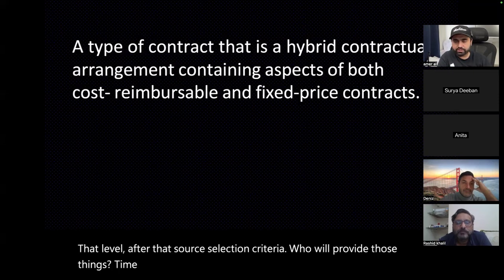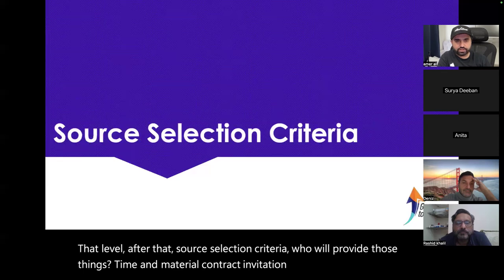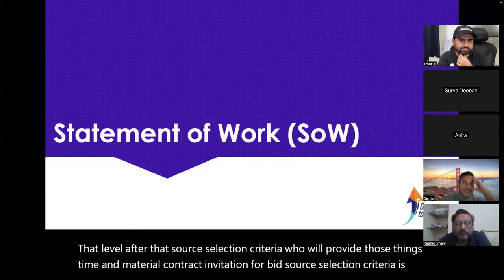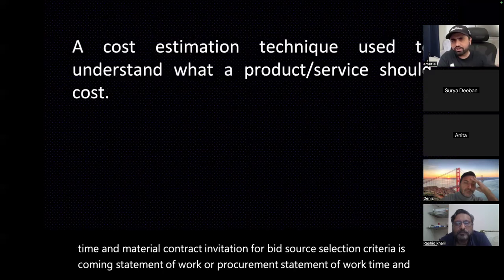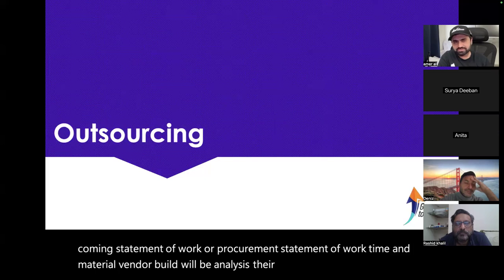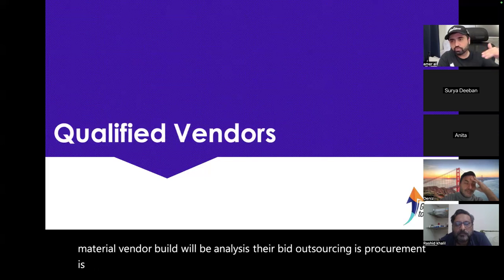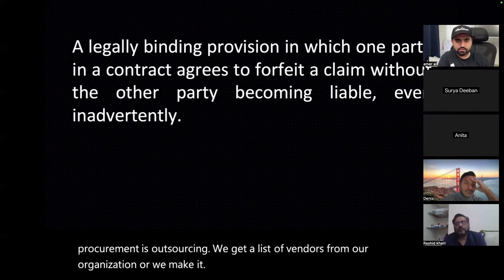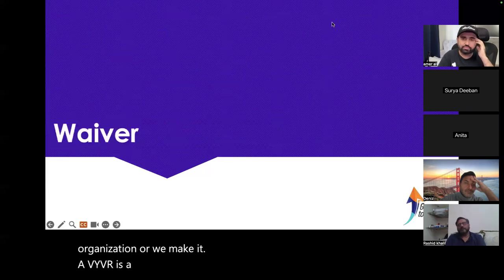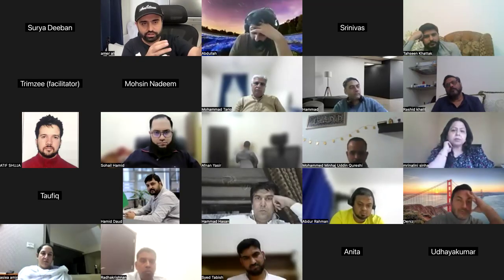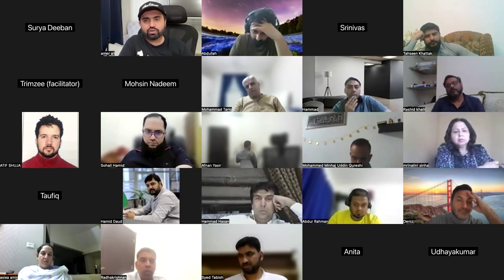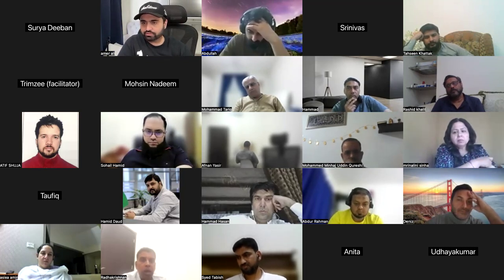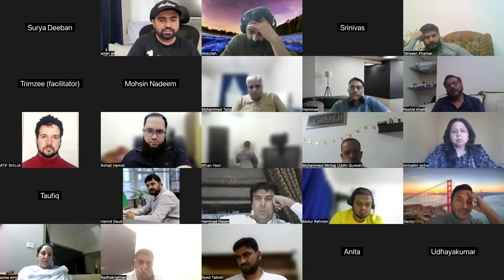Time and material contract, invitation for bid. Source selection criteria, why it's coming. Statement of work or procurement statement of work, time and material contract. Vendor bid is where we analyze their bid. Procurement is outsourcing. We get a list of vendors from our organization or we make it. Waiver is a term in the contract. I know somebody violated the contract, I still waive it. Let it go. I don't care, I don't have time, or whatever the reason. I waive it. Time and material is the most risky contract.